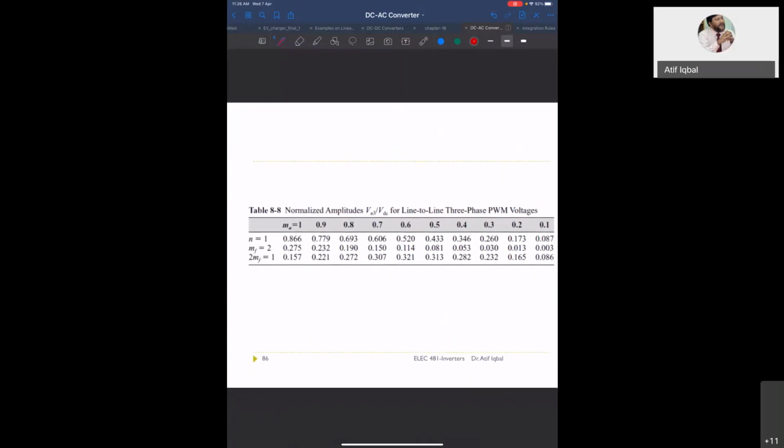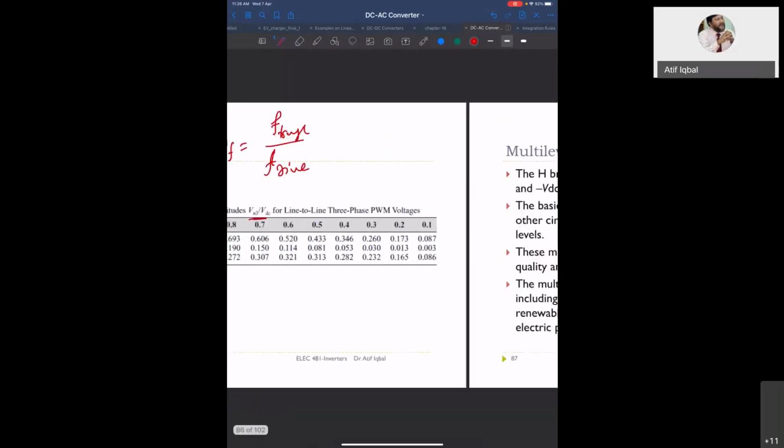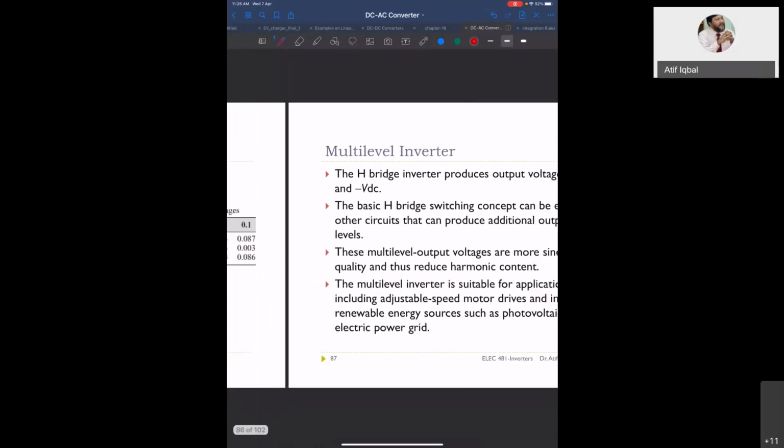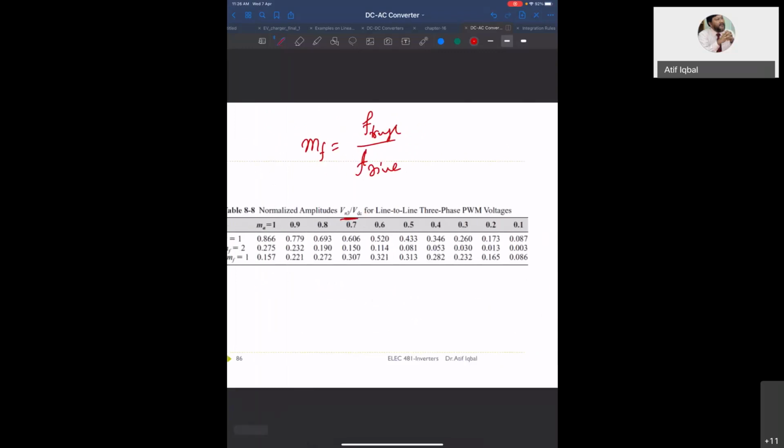And this is the table for 3-phase PWM, line to line voltage. So fundamental, this is for MF equal to 2. What is MF? MF is the frequency of triangle over the frequency of the sine wave. Okay, so this is all about the two-level inverter.